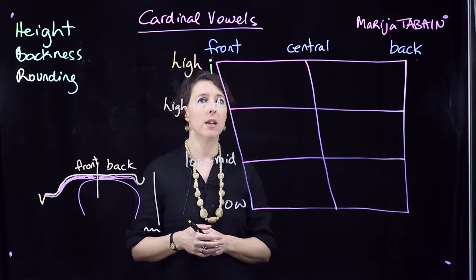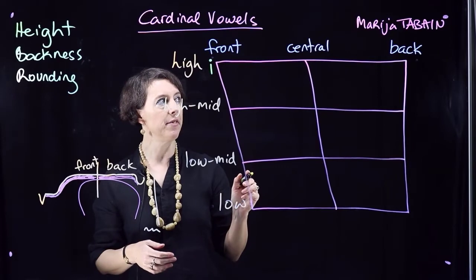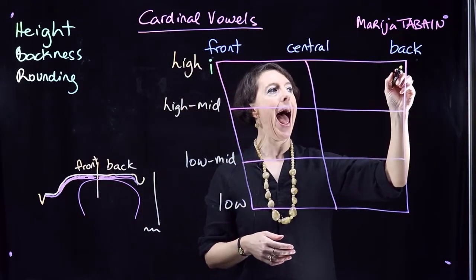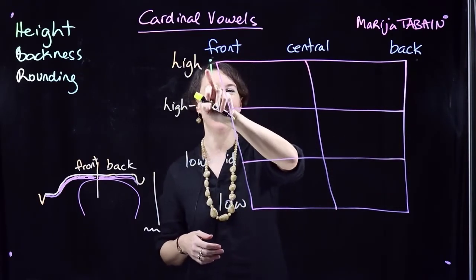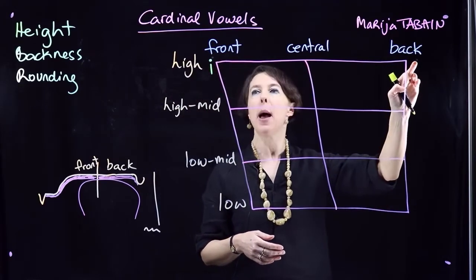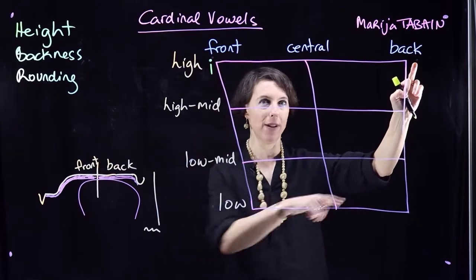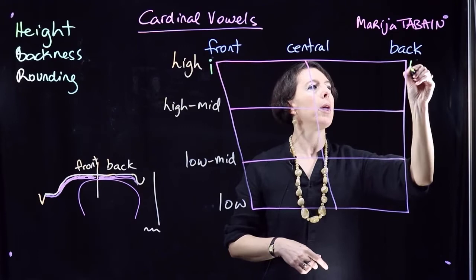Let's do the next one. I might actually do cardinal vowel 8. It's called cardinal vowel 8. We're going to go 1, 2, 3, 4, 5, 6, 7, 8. But I'm going to skip for now 2, 3, 4, 5, 6, 7 and just go straight to 8, because 8 is another reference vowel. I'm going to write it here.